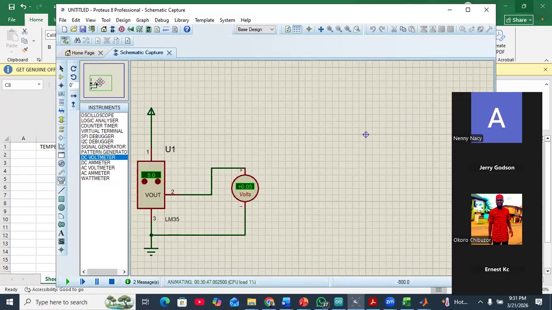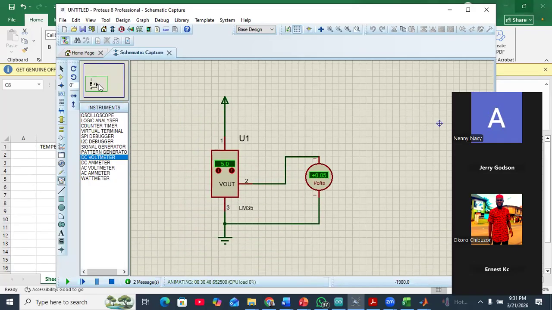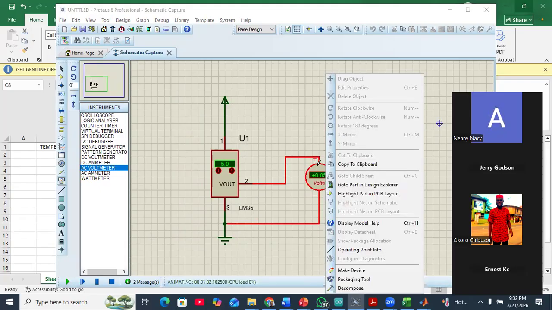We don't need this again. What is happening is that it is not responding. Is it because I'm sharing the screen? I want to delete this. Why is it not responding? Oh, sorry, it's running. It was running. So we delete this.